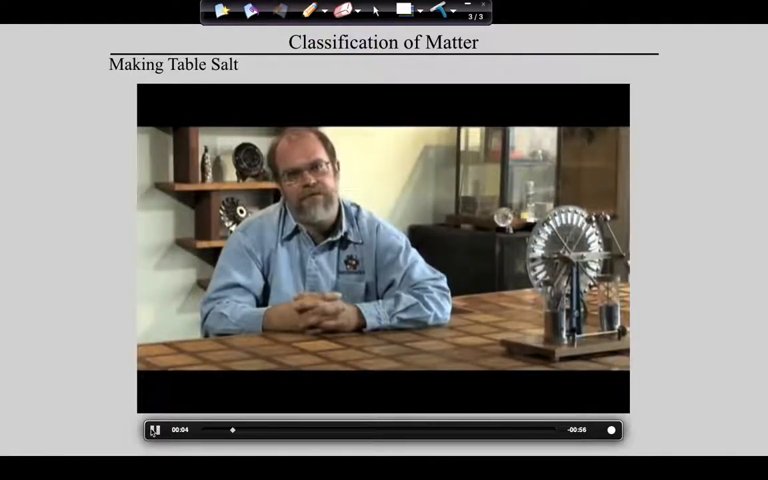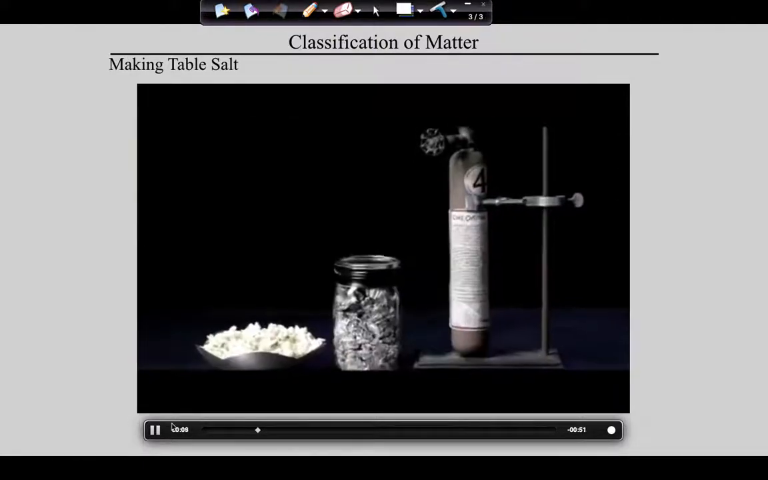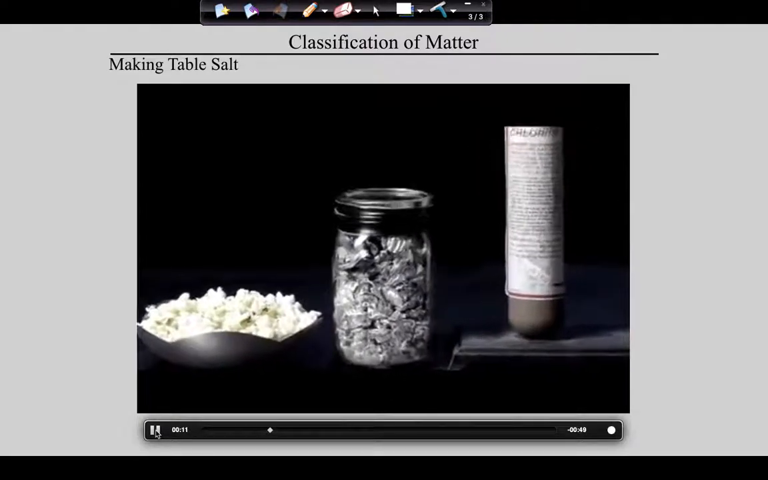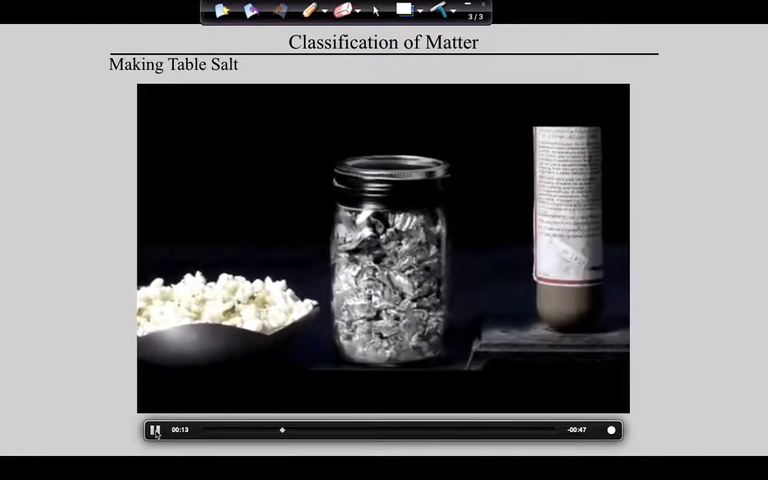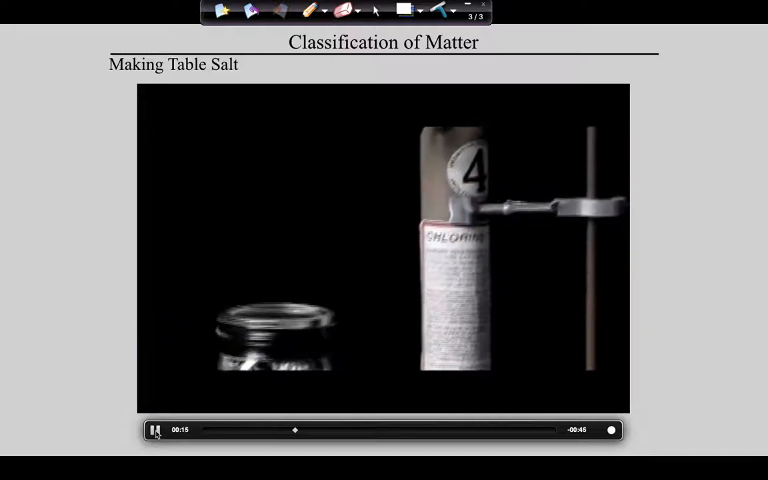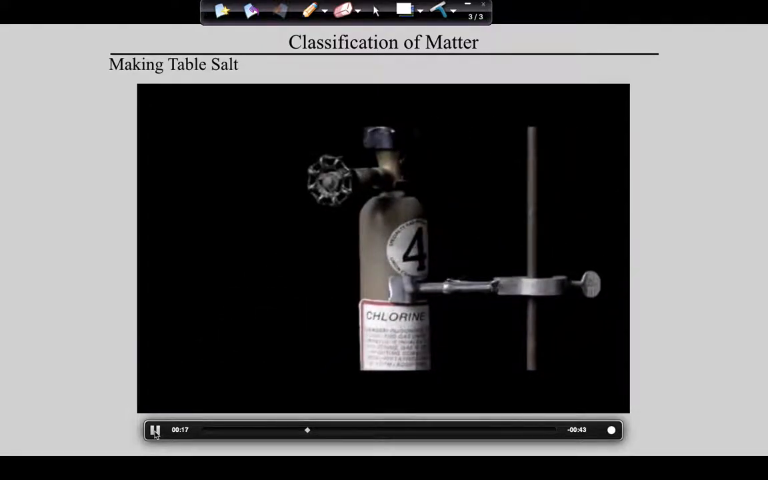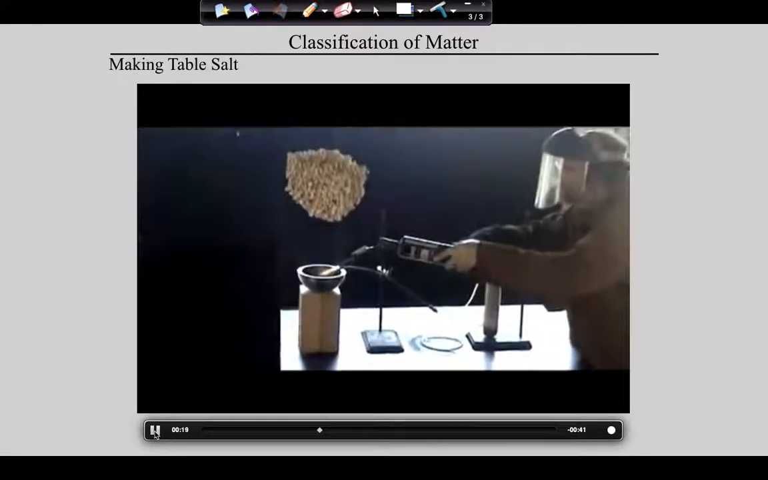None of that stale old store-bought stuff. You want the fresh stuff. You got to make it yourself. Well, how are you going to do that? Salt is sodium chloride. Sodium is a metal that explodes on contact with water, and chlorine is a deadly poison gas. They actually used it in World War I as a poison gas.